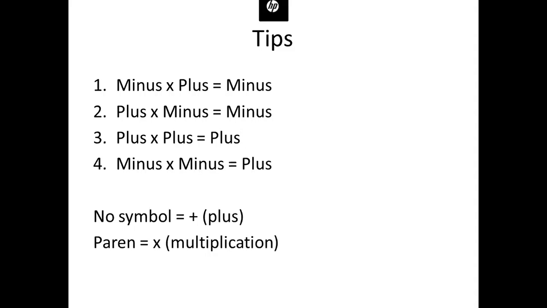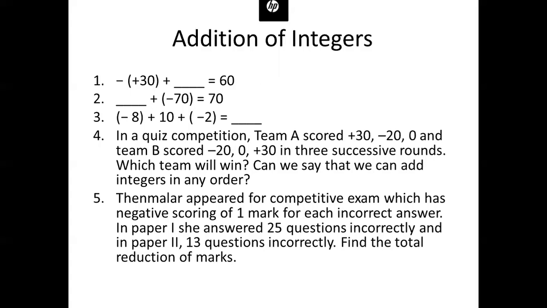that is plus into plus or minus into minus, then it's going to be plus. If there is no symbol prior to a number, then it means plus. And if there is a parenthesis between a symbol and a number, or between two numbers, it means multiplication. The last two tips you will understand better when you start working on the problems. Let's move on to the problems. These are the 5 problems that we will be solving today. I'm going to write them using the annotate option.